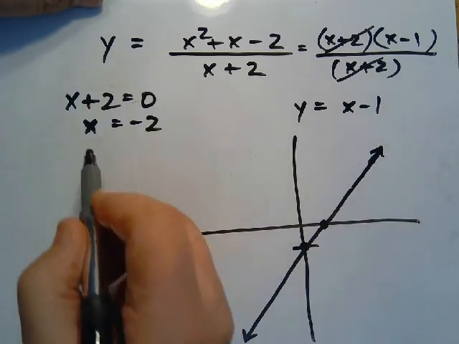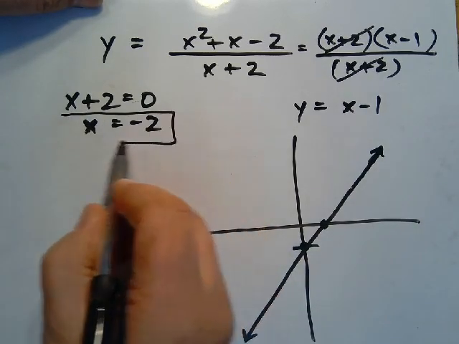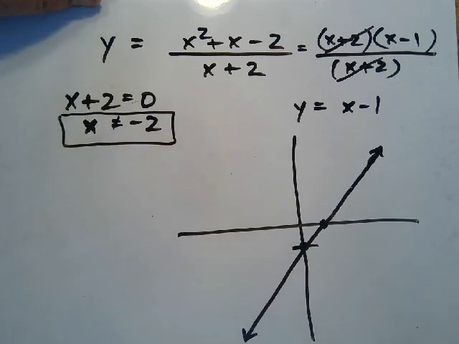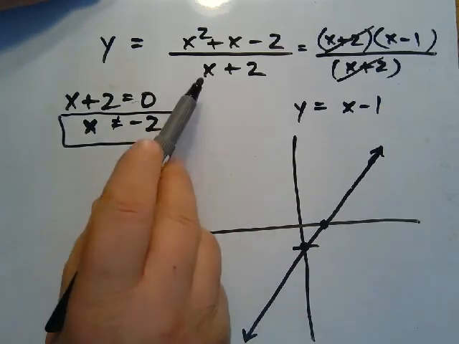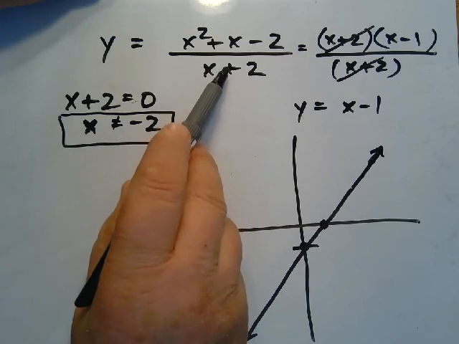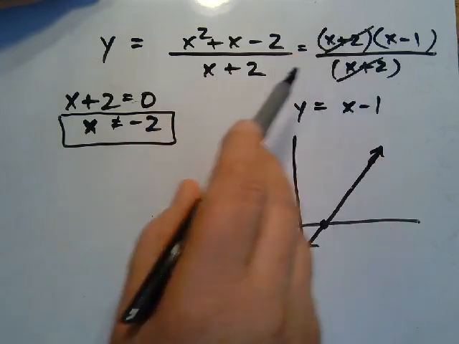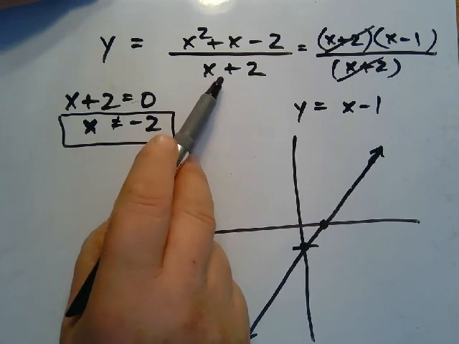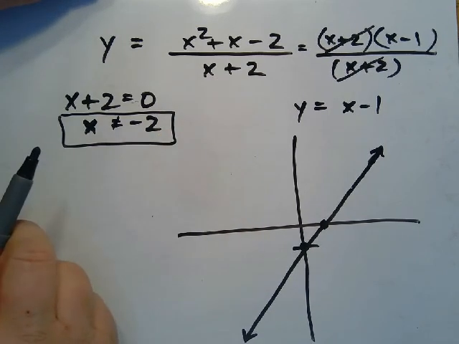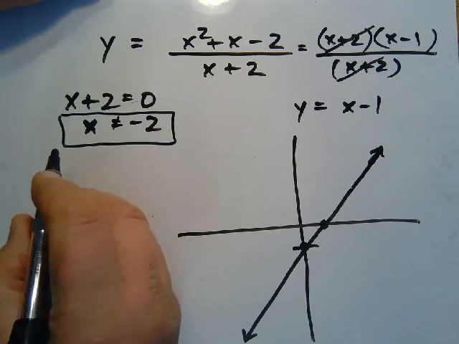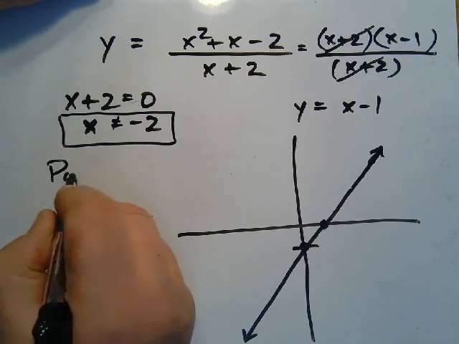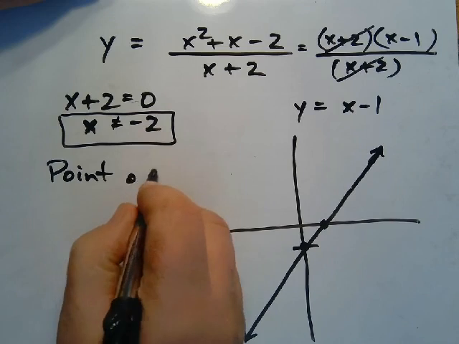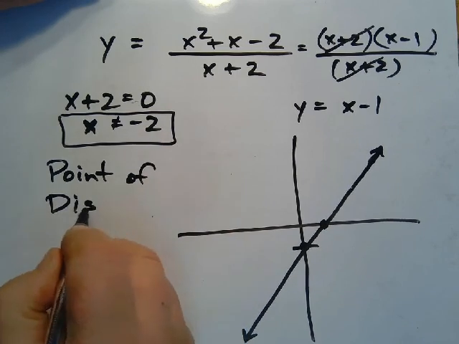But what is significant is the fact that x can still not be equal to -2. It's an excluded value. It doesn't work in here. Even though we've canceled it away, it's still a part of the original problem. And being a part of that original problem, it's an excluded value. The book calls this a point of discontinuity.